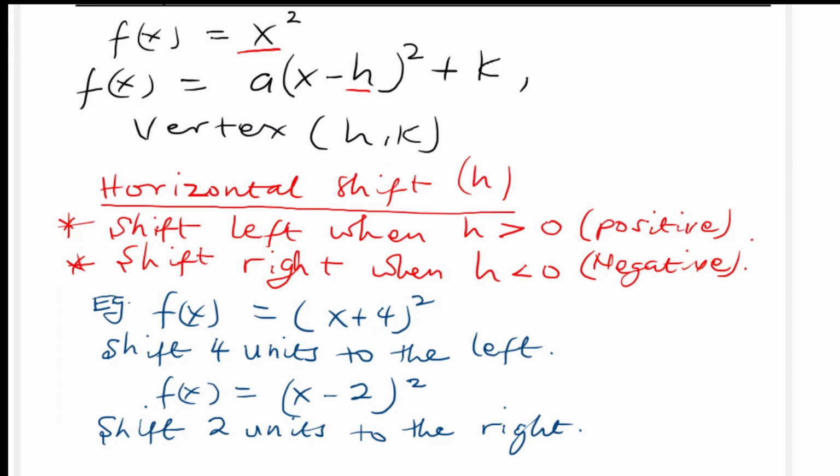Alright, so with the function written in the vertex form, the k outside the parentheses tells us whether the graph of the parent function has shifted up, which is above the origin where the vertex of the parent function is, or down, which is below the origin. So let's see what that means. A positive k tells us that the graph has shifted up, and a negative k tells us that the graph has shifted down. Let me write that quickly and then we take an example.